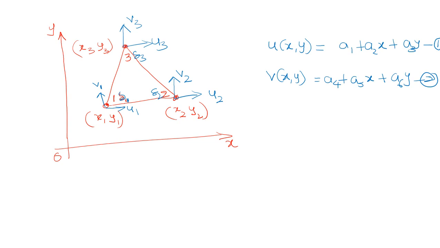In the CST element, because the element has three nodes, we assume the polynomial equation up to three constants. Here, what are a1, a2, a3, a4, a5 and a6? What are these?